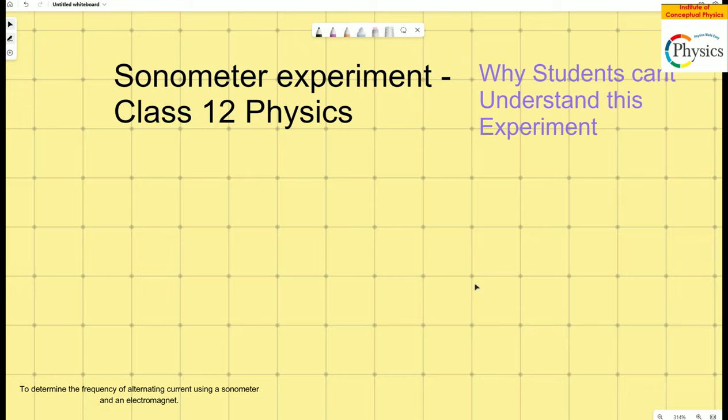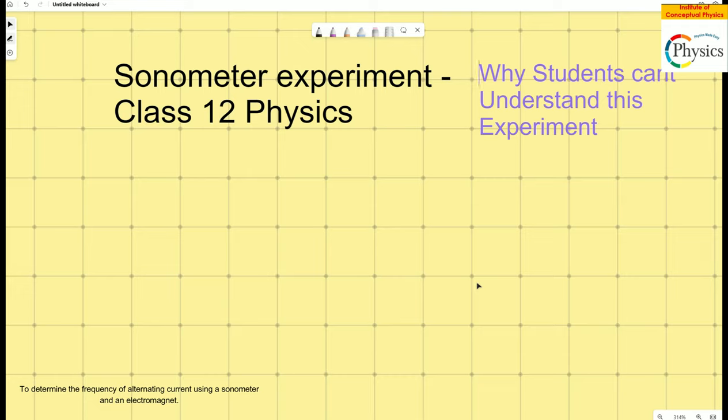Now, I will not get into great details of waves, but I will definitely tell you the details which are important for a class 12 student to be able to do this experiment. I will tell you where the students are confused. And today's agenda is to remove that confusion, okay? So first of all, understand this, that this experiment is based on class 11th.